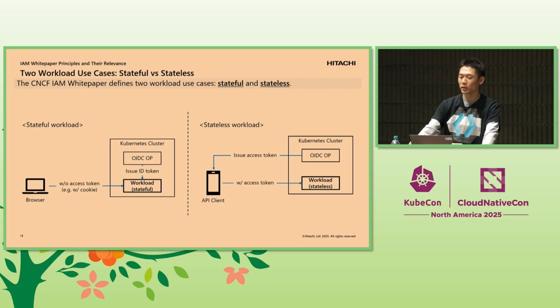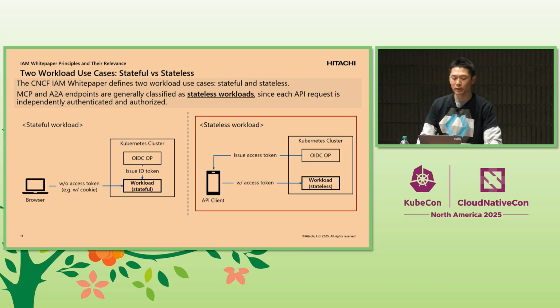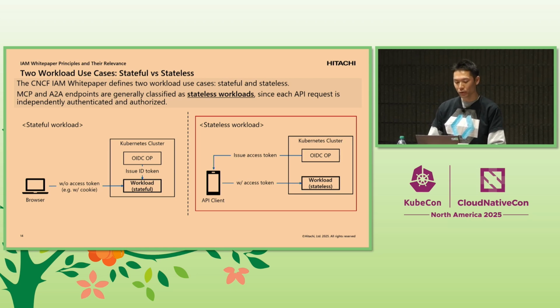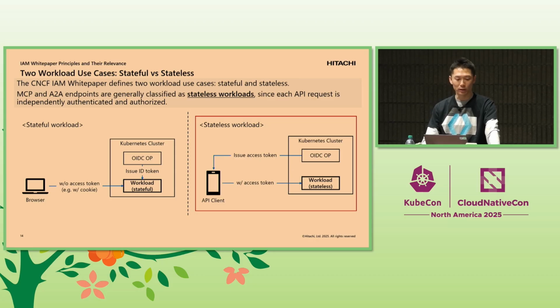And the white paper defines 2 target use cases, stateful workload use case and stateless workload use case. I will omit the detail, but MCP and A2A endpoints are generally treated as stateless from an authentication and authorization perspective. This is because each API request is independently authenticated and authorized.